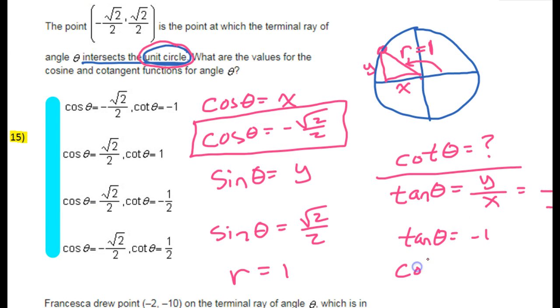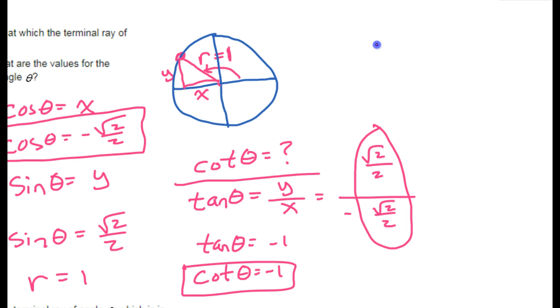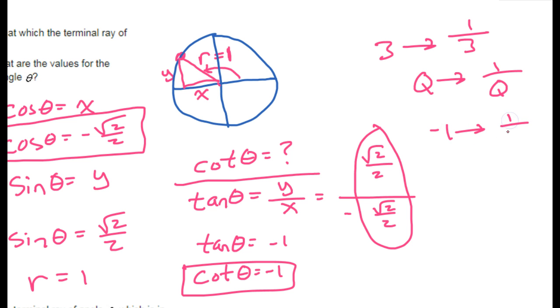So what about the cotangent? Well, what's the reciprocal of negative 1? The reciprocal of negative 1 is still negative 1. You can think of the reciprocal as putting a 1 over something. So if I have 3, the reciprocal is going to be 1 over 3. If I have q, the reciprocal would be 1 over q. So if I have negative 1, the reciprocal would be 1 over negative 1. But that just equals negative 1, so it doesn't change.